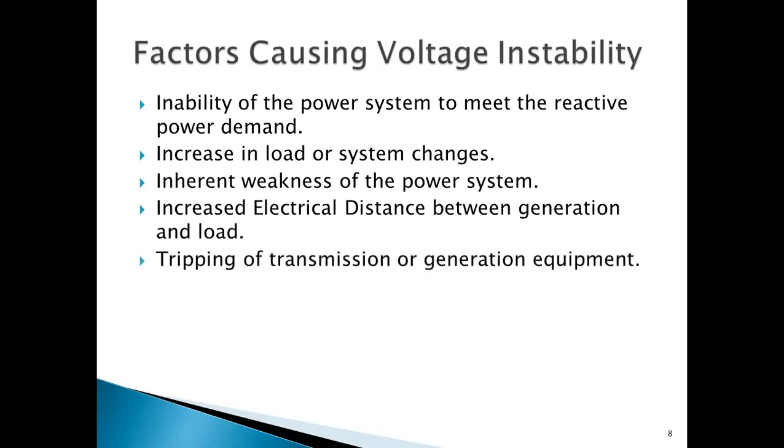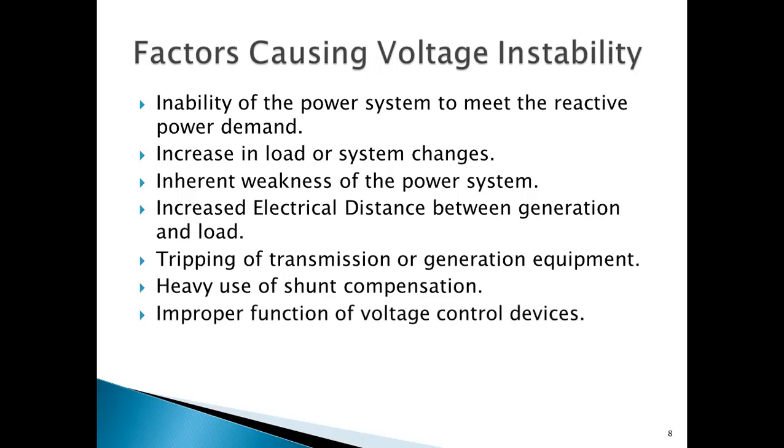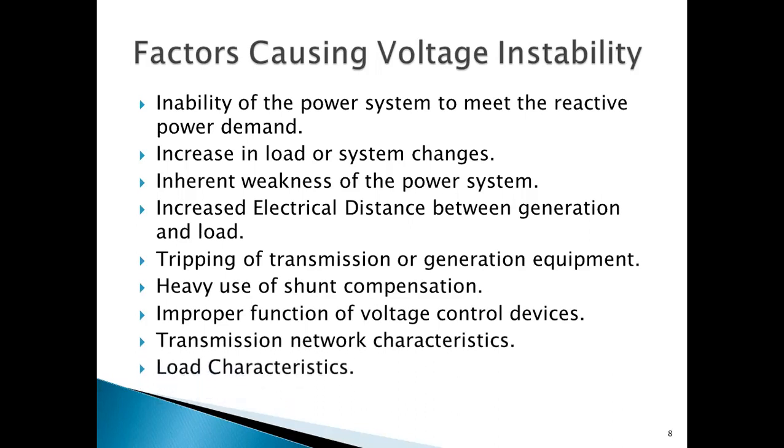Tripping of transmission or generation equipment is also responsible for voltage instability. Heavy or overcompensation of shunt compensation will result in overvoltage. Improper function of voltage control devices like AVR and load tap changing transformers are also responsible for voltage instability. The other factors are transmission network characteristics and load characteristics. These are the various factors which are responsible for voltage instability.